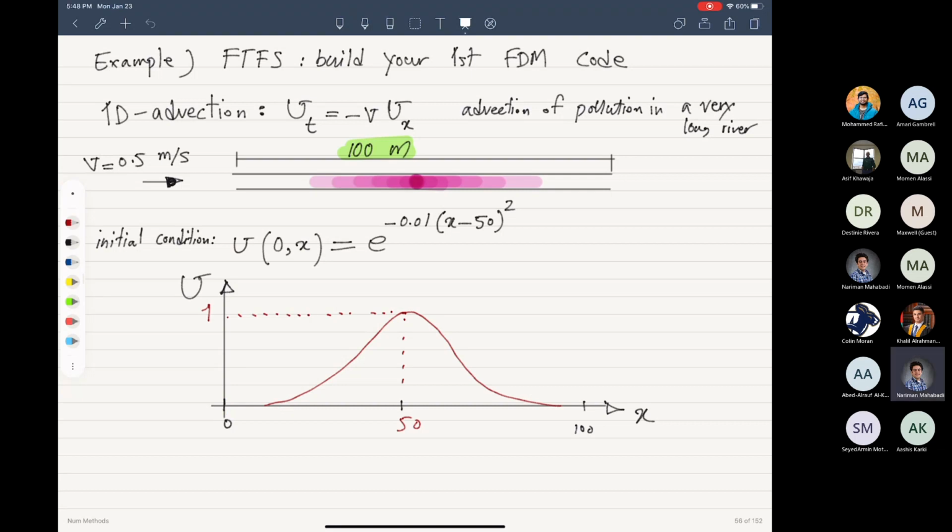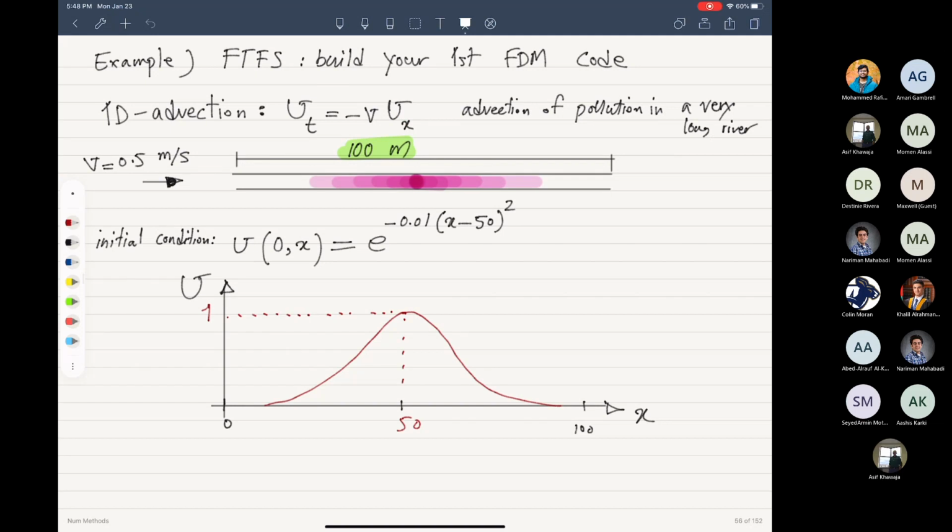Okay, and what we are interested in is to predict the advection, or the movement of the pollution, right? Using the 1D advection equation by having this initial condition and also my boundary condition. So here, my constant is really the velocity of 0.5 meter per second. So before going into writing the code in Excel, just by your engineering judgment, can you tell me what would happen to this distribution using the 1D advection?